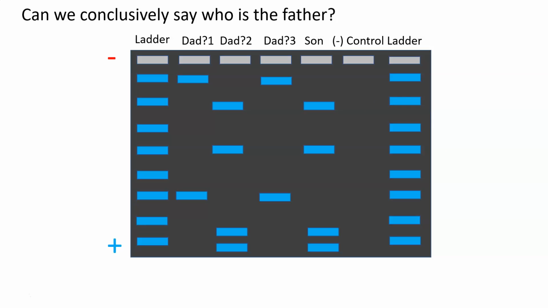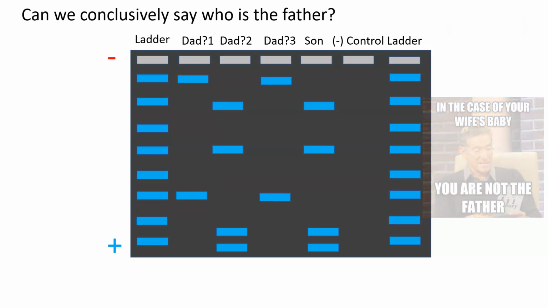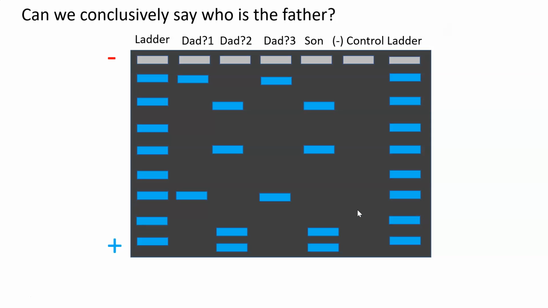So let's start by asking who has the gene that we're interested in. Well, DAD2 has 4 bands, 1, 2, 3, 4, and the sun has 4 bands, 1, 2, 3, 4. So DAD2 question mark and the sun each have 4 bands. DAD1 and 3, you guys can go home. You are not the father, conclusively. But using this technique, can we say that DAD2 is the father for sure? Well, no, not really. We just know that DAD1 and DAD3 are not the father. Further analysis would be needed for that.